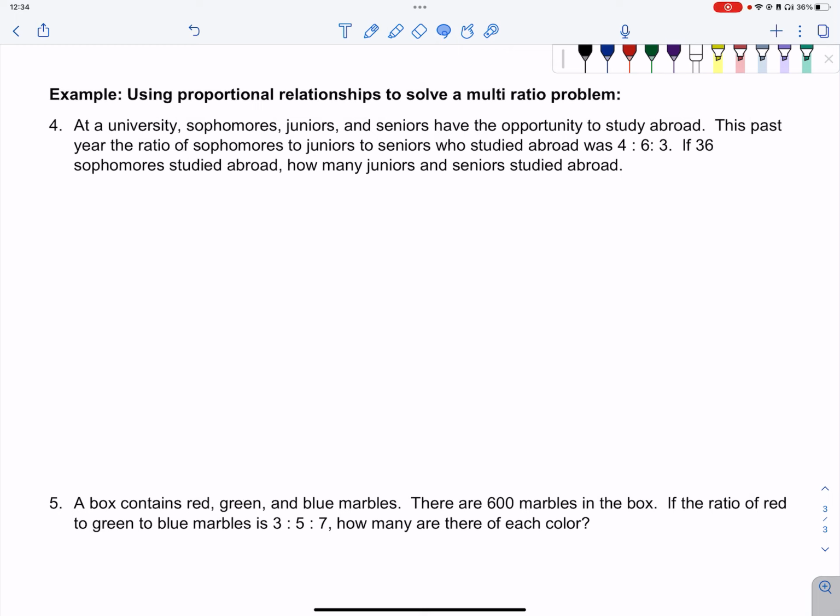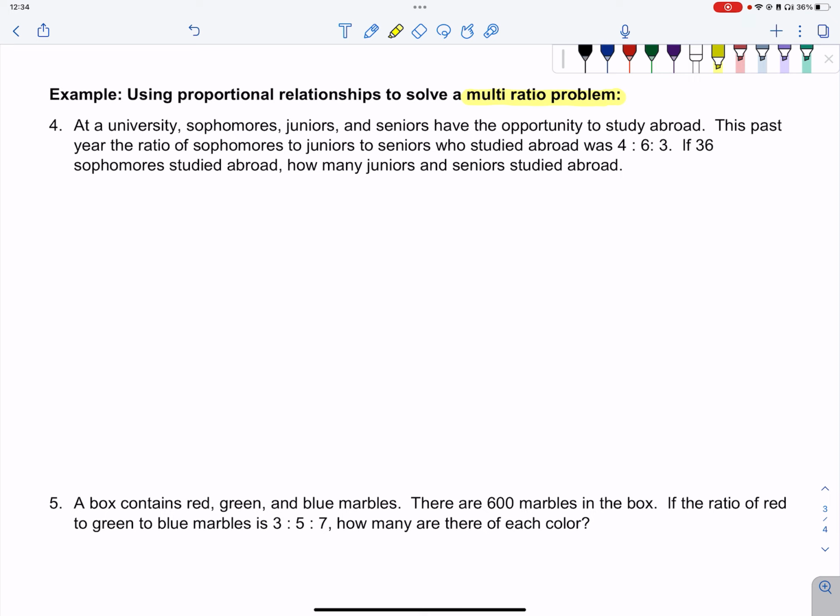Now we're going to work through some problems that deal with a multi-ratio. A multi-ratio is very similar to the ratios we had dealt with in 3.1. However, instead of it just comparing two quantities, it's comparing at least three different quantities to each other.